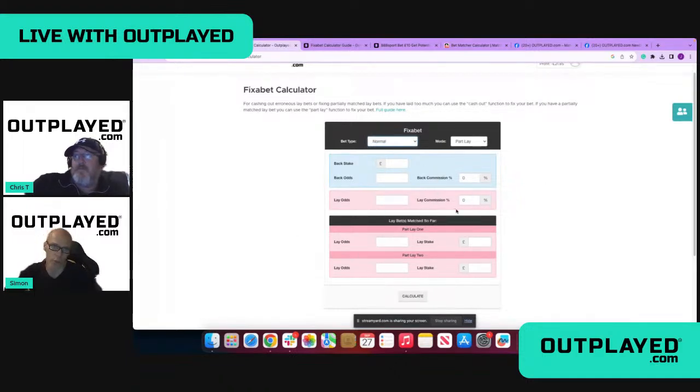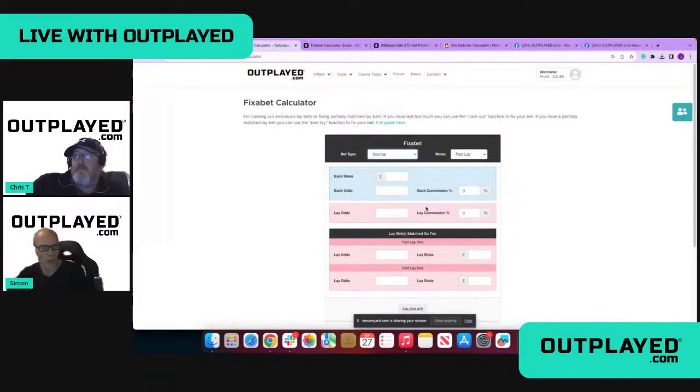So that's what you do for this one. You just fill it in according to the guide. I'm not going to go through this one in detail. If somebody wants to ask about it, then feel free to. The guide's the best place to start. That's one of the modes. It's got part lay mode, as I said, normal or free bet. That is important to get the right mode there.